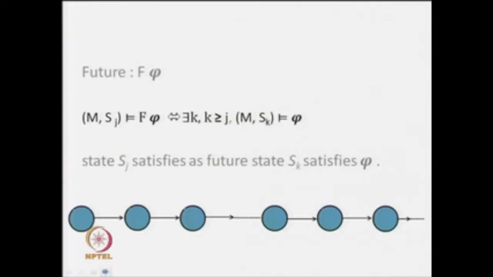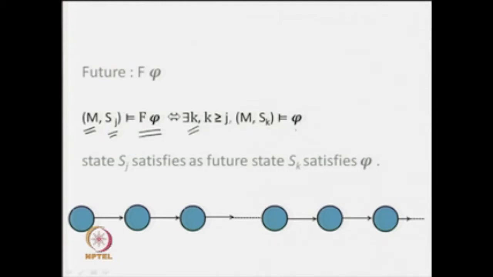Now, the next operator we are going to look at is eventuality, or future, F phi. How are we going to define it? Now, you see the meaning of these things. We can say that in a model M, in state S_j, F phi holds. This is a temporal formula F phi. So, in the future phi holds. Basically it says that we are going to get some state k in the model where k is greater than j, if we are looking at a particular state j, and it says that in model M, in state k, phi holds.